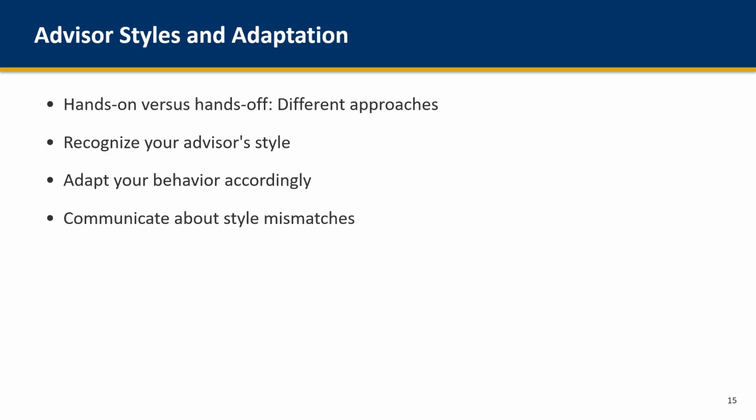Communicate about style mismatches when adaptation is not enough. If you need more guidance than your hands-off advisor provides, say so. If close oversight feels constraining, discuss it. Some adjustment may be possible once the mismatch is articulated. At minimum, you understand each other better.